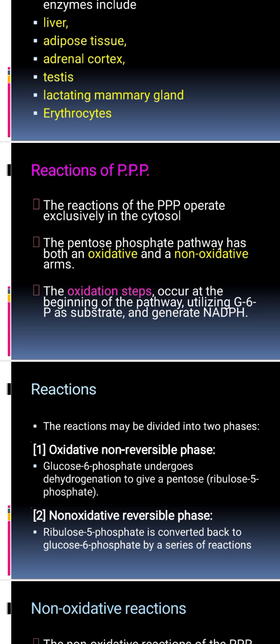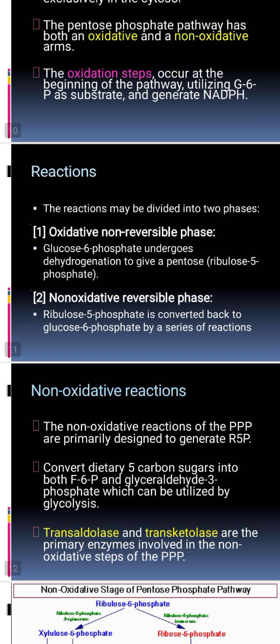The reactions of the pentose phosphate pathway can generally be divided into an oxidative non-reversible phase and a non-oxidative reversible phase. Please focus on the reversibility of the phases. You know the reversible and non-reversible steps, what is the meaning of this, right? So the oxidative phase is the non-reversible one, while the non-oxidative phase is the reversible part.